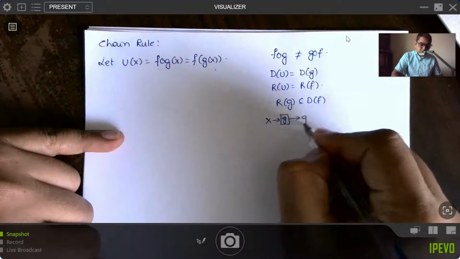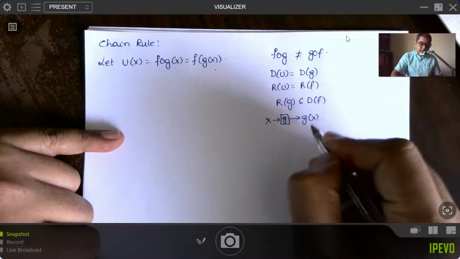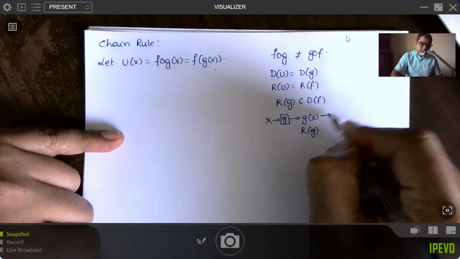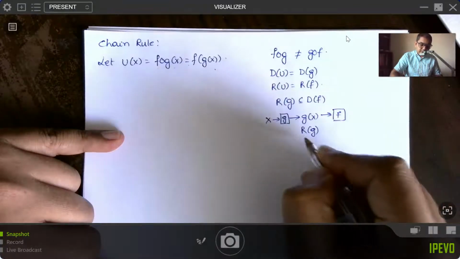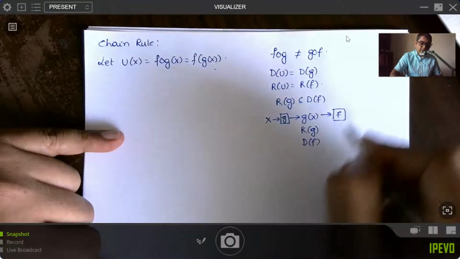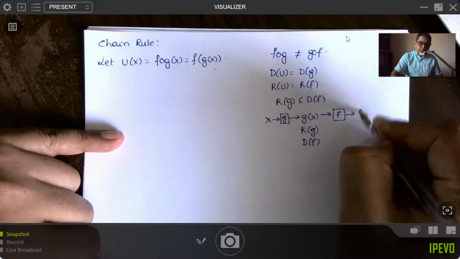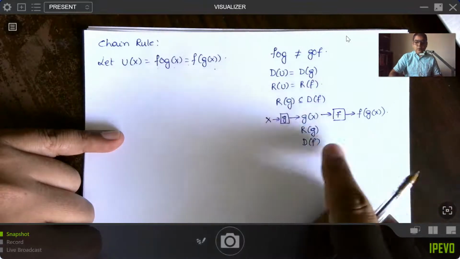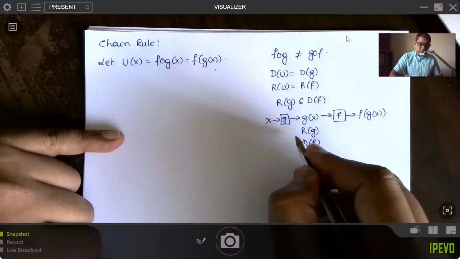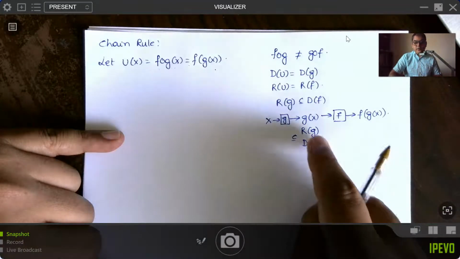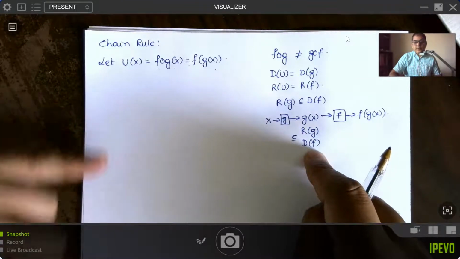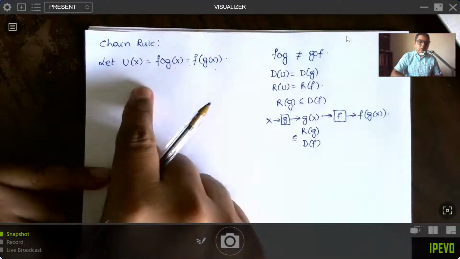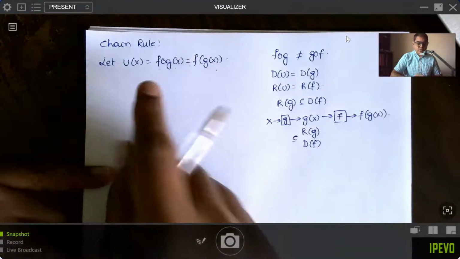Now, visually speaking, x is the input for the function g, and then what gets out is g of x, and remember, this is the range of the function g. This becomes an input for the function f, so it is in the domain of the function f, and what gets out is f of g of x. In other words, that's the range of the function f. So in order for the composition to be well defined, we want the range of g to be completely contained in the domain of the function f. Otherwise, the composition is not well defined, and we will not be able to use the chain rule of differentiation.